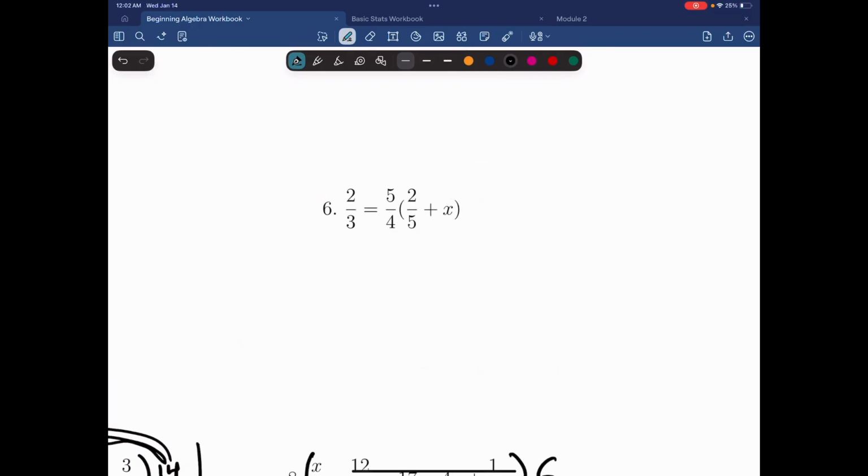Looking at example number 6, we have 2/3 equals 5/4 multiplied by 2/5 plus x. Now for this problem, my first step is going to be to distribute this 5/4 into both terms. So we're going to get 2/3 equals 5 times 2 is 10, and 4 times 5 is 20, and then plus 5/4 x.